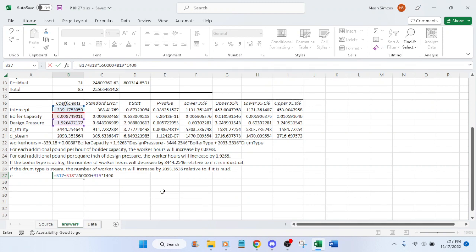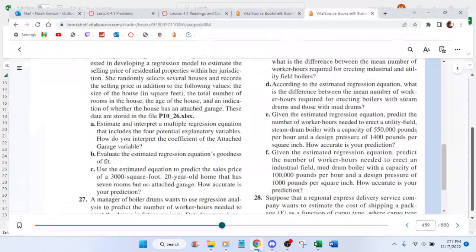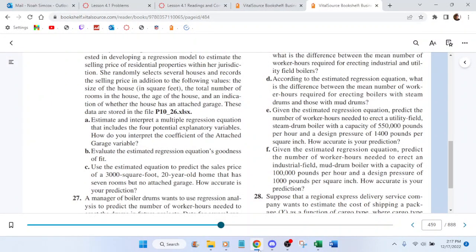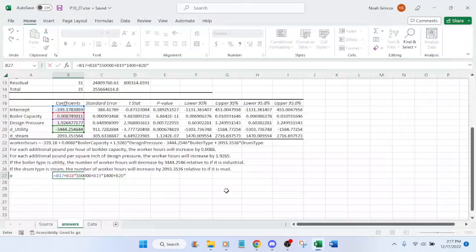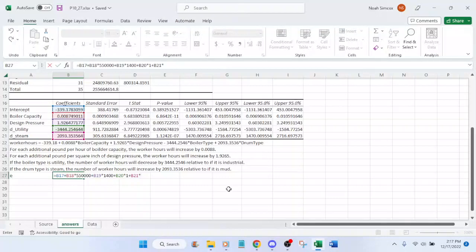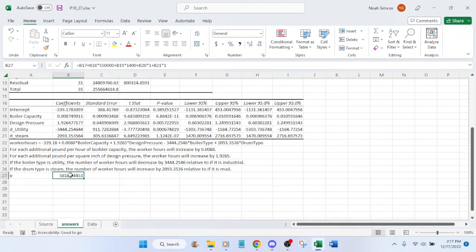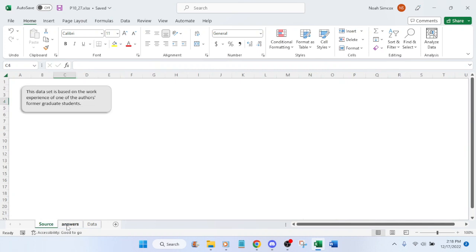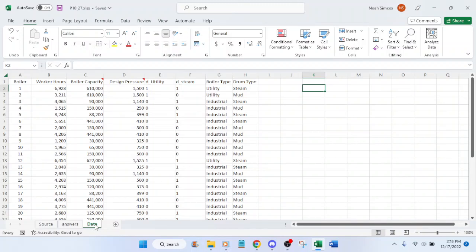Plus this times, so utility is one. Hey, look, utility. So utility is one, therefore times one. And then this one, is it steam? Yes, it is. So that means the number of worker hours should be right around this. So it should be about 5,000 something. Does that go with all the other ones? Yeah.